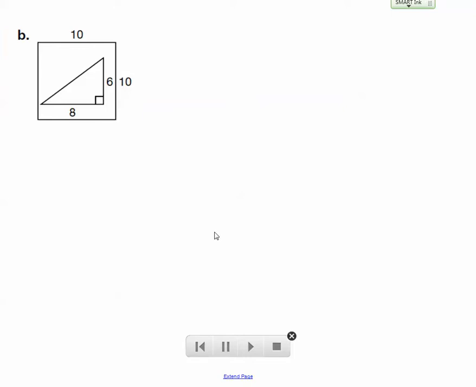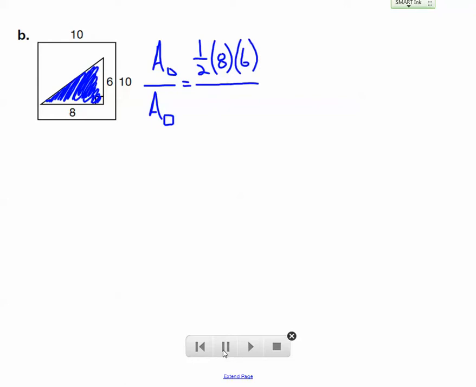Moving on, same thing. Given that an object is going to land in the big square here, what's the probability that it'll land in this triangle? Well, to find that probability, we'll do the area of the triangle divided by the area of the square. The triangle, we're going to do 1/2 base times height. The base and the height are 8 and 6. And for the area of the square, we'll just do 10 squared, or 10 times 10.